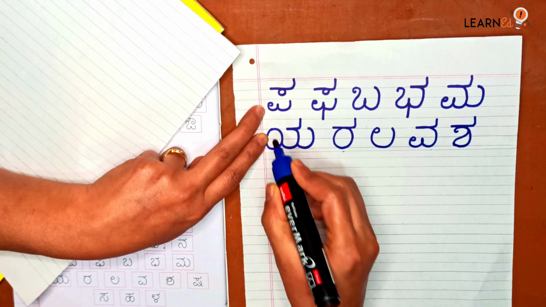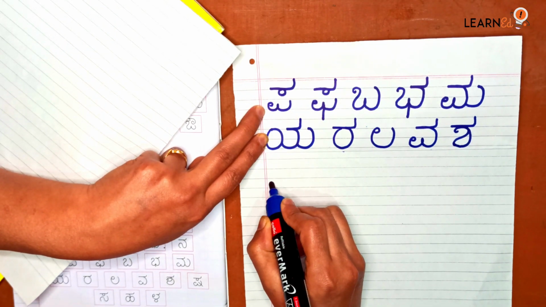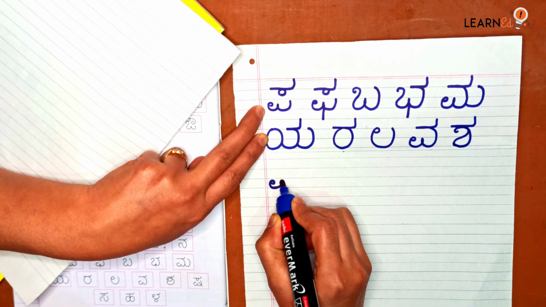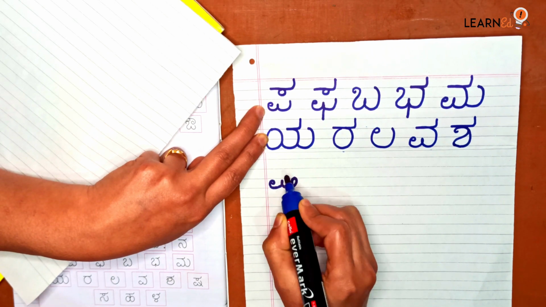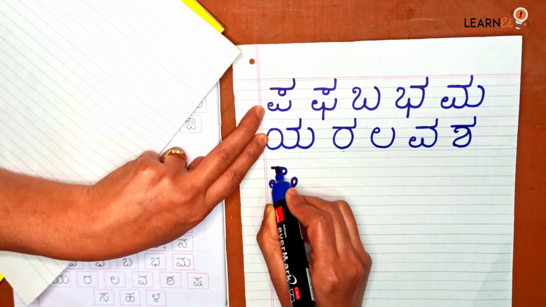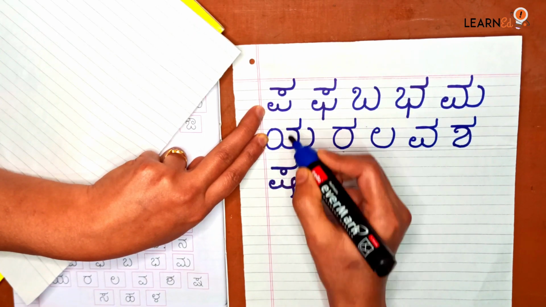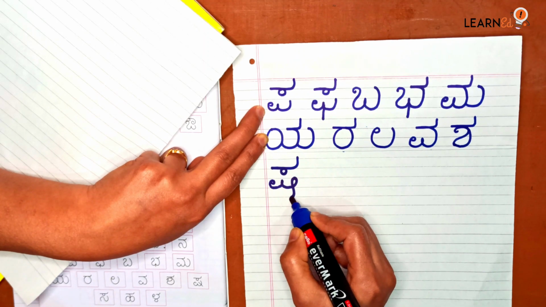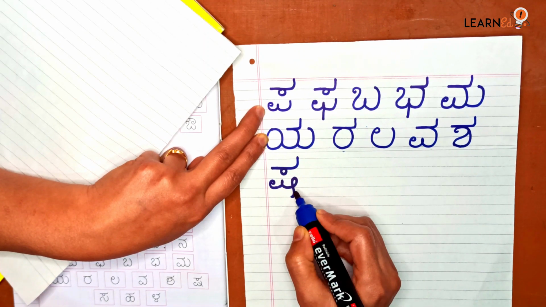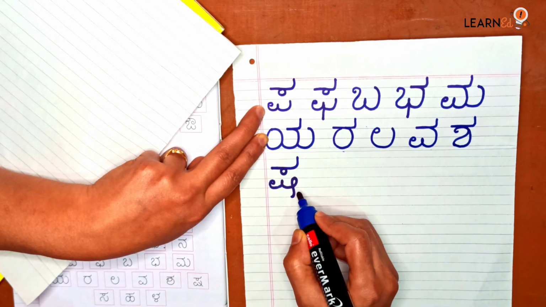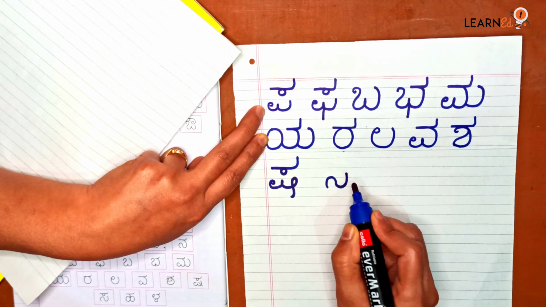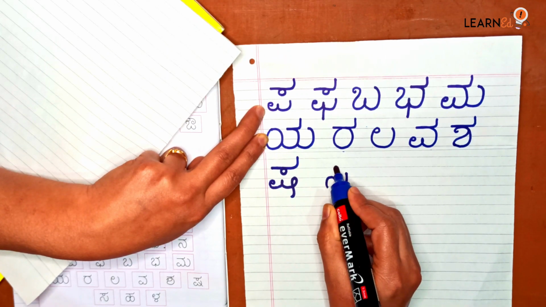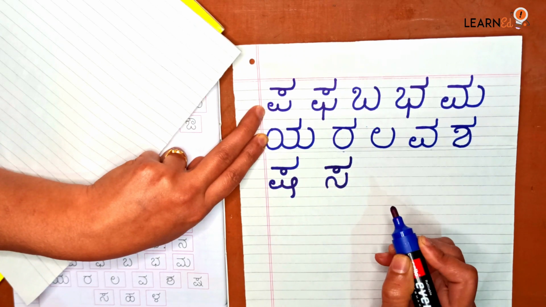Next letter, sha. We wrote pa like that only. Do like this, and make a 0 and come down. 0, sleeping line, just like pa, but here you have to do a loop. This is sha, this is sha. Then the next letter sa, start like na, stop it here. 0, come this side, back again and up. Sa.